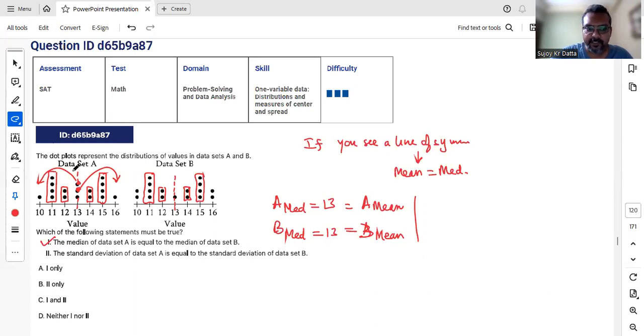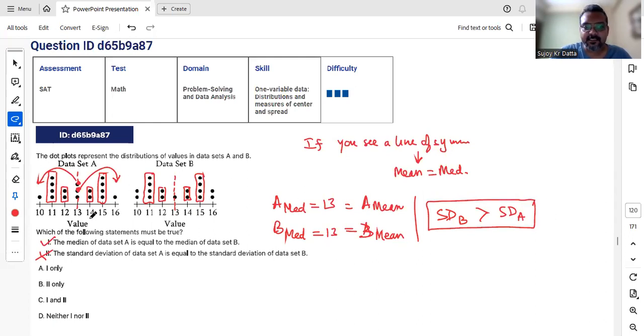So from set A to B, the gaps have increased for two values. They have gone further away from the mean. So that means the standard deviation in B would be higher. So 2 is wrong because it says they're equal. B is in fact higher. The standard deviation of B is bigger than the standard deviation of A.